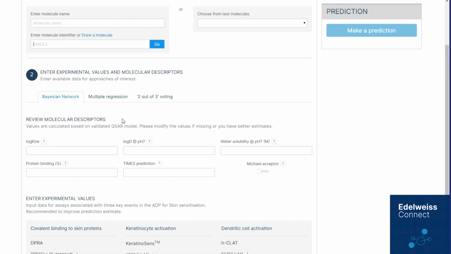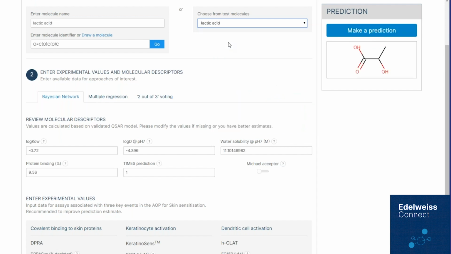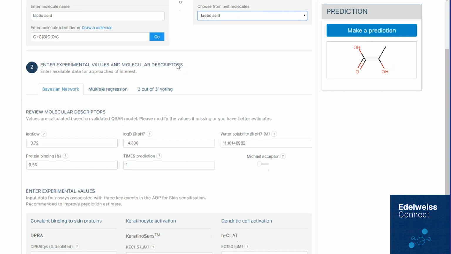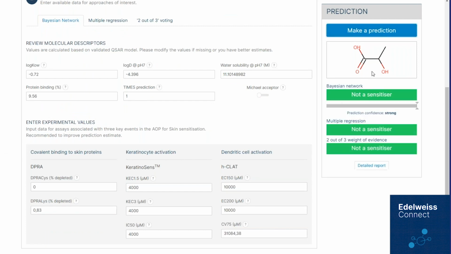And we can have a look at one example. We have prepared a set of compounds with pre-filled values collected from the literature. So for example, for lactic acid, we can see that all these fields are already filled. And we can make a prediction.